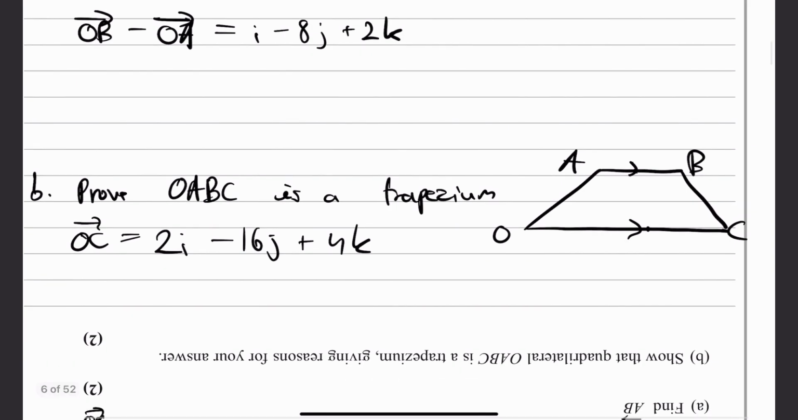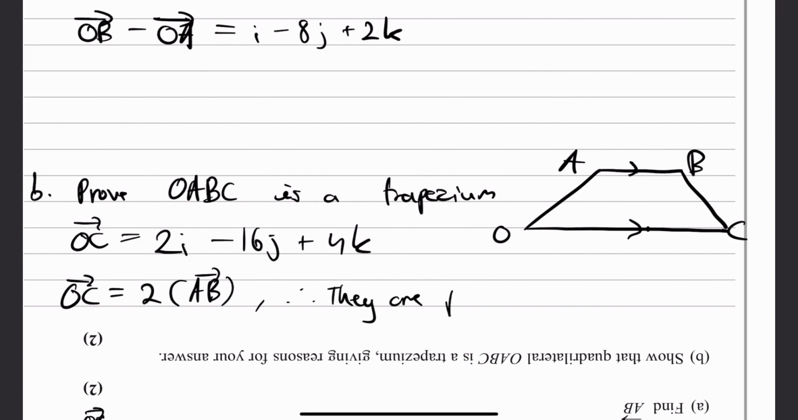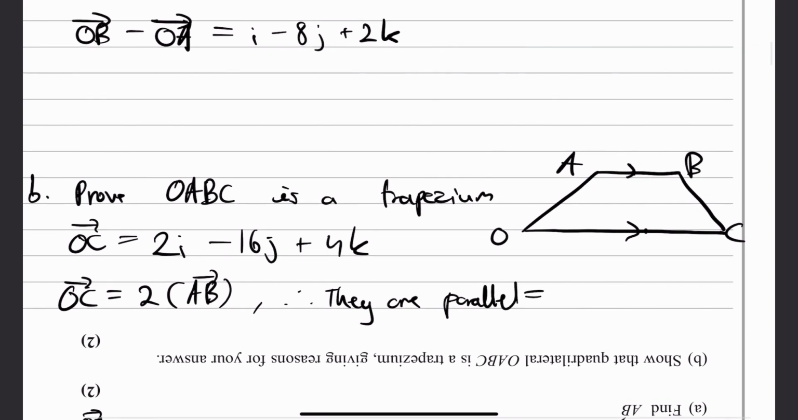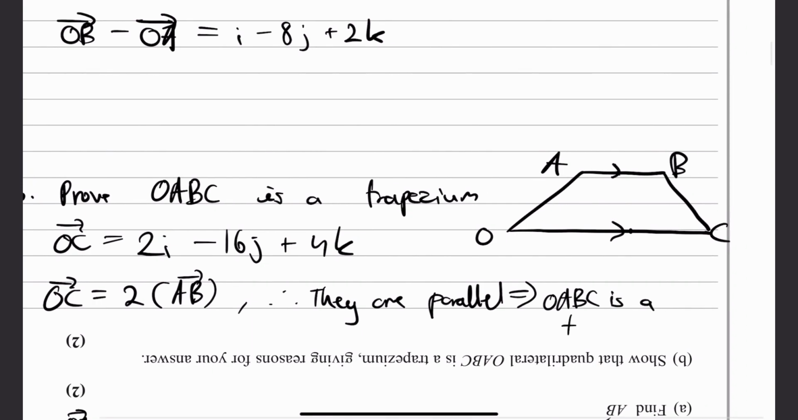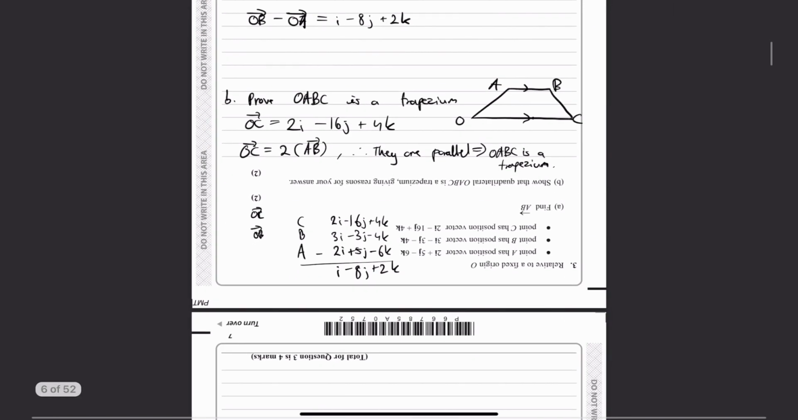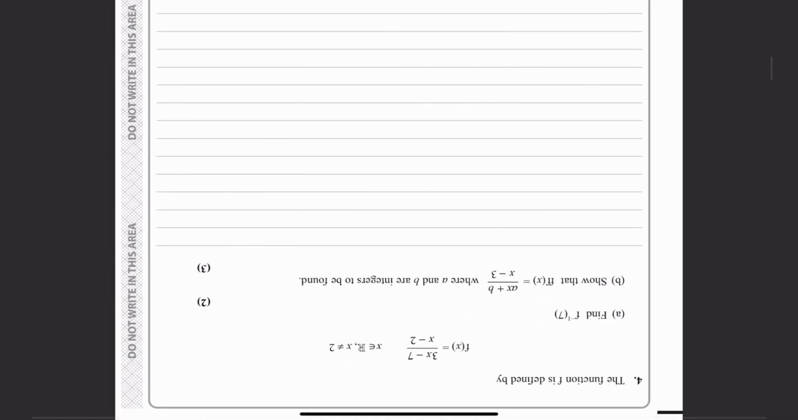But anyways, now you can see that OC is equal to 2AB. Therefore, they are parallel, and therefore OABC is a trapezium. Okay, question 3 done. Man, this is rough, man, this is rough. Hopefully I can just get an equation so we can speed through it. Let's see what this is.